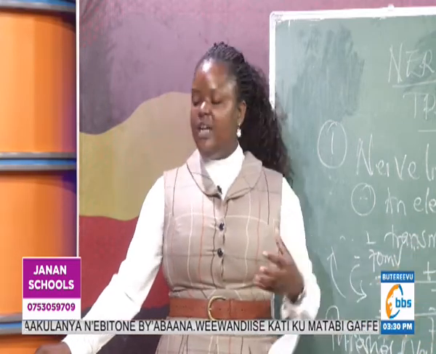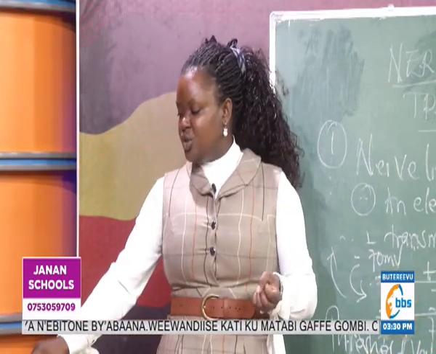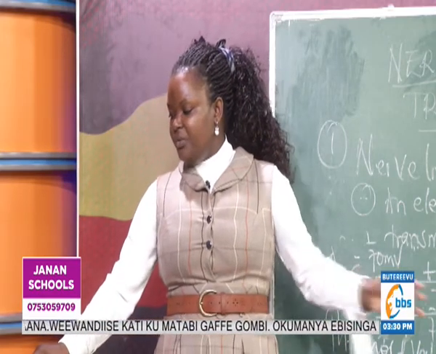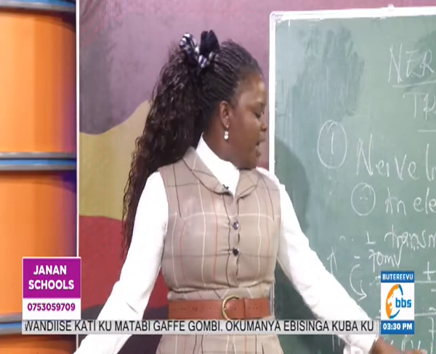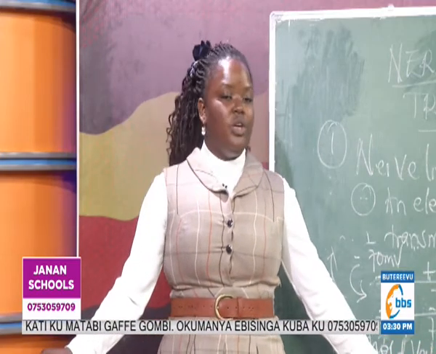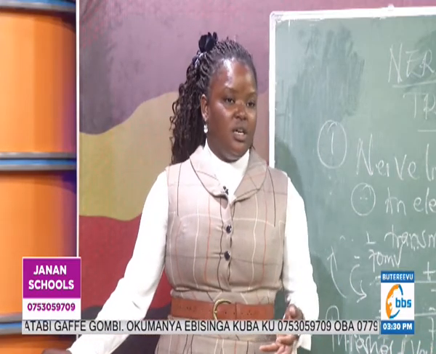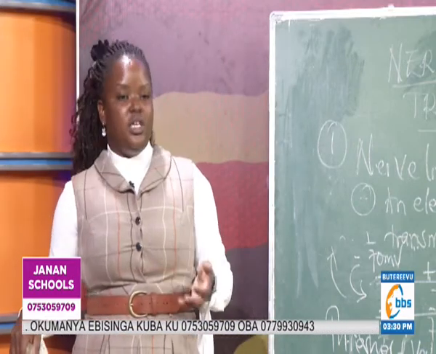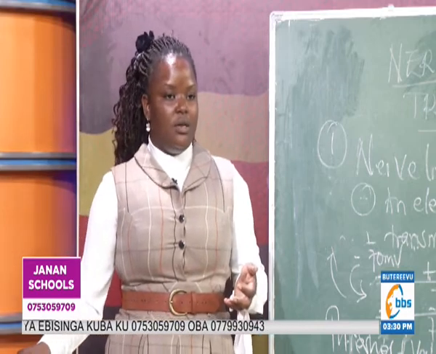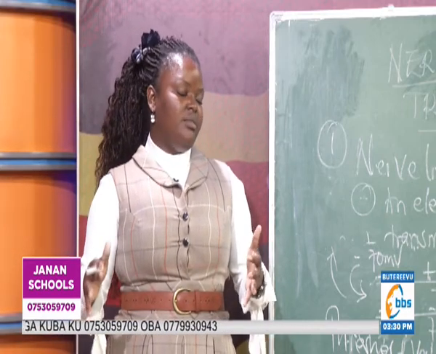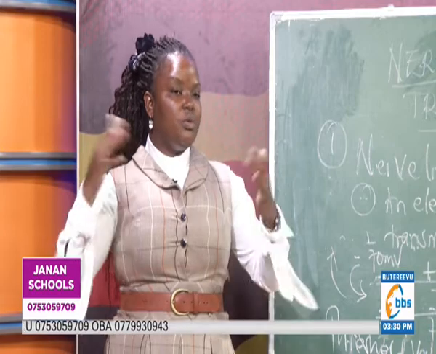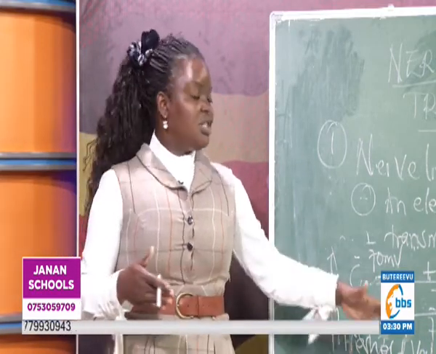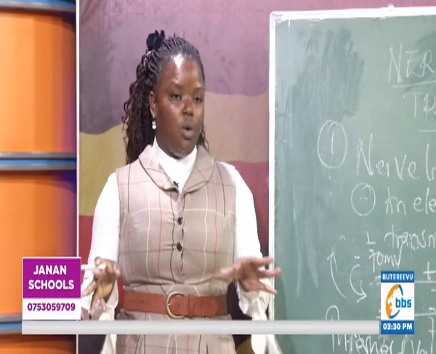Now, we're going to look at how an impulse is transmitted, based on the speed. So this kind of transmission whereby a threshold value must be reached for an impulse to be generated is what you call saltatory conduction. It's what brings about conduction of an impulse across your neuron. So if this is not reached, then an impulse will not be conducted.